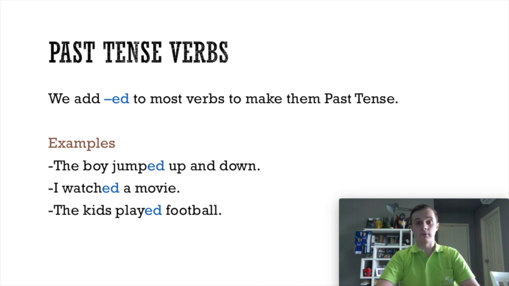So let's look at these examples. The boy jumped up and down. We have the verb jump, J-U-M-P, and we just add ed to make it past tense. I watched a movie. We have the verb watch, W-A-T-C-H, and we add ed to make it past tense. And one more. The kids played football. We've got the verb play, P-L-A-Y. We add ed, and we know that it happened in the past, before now.